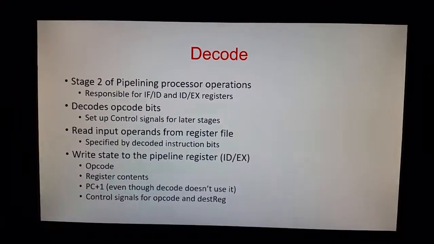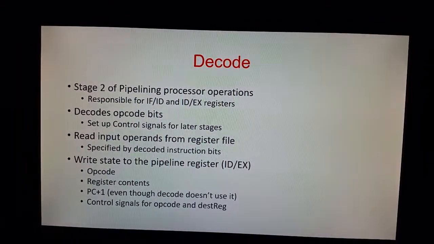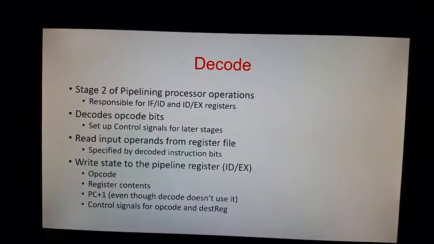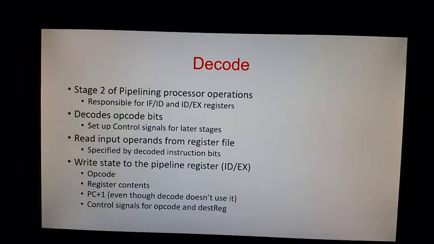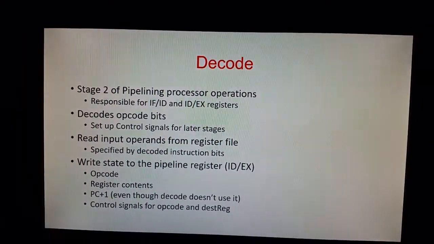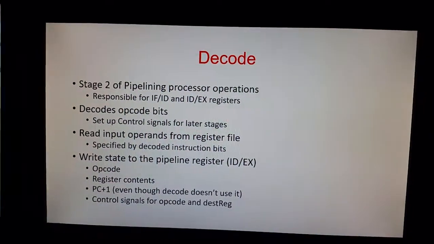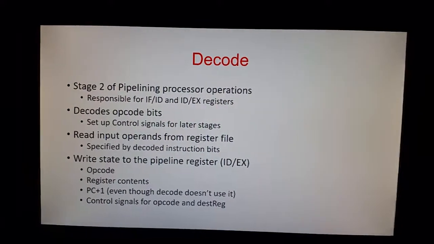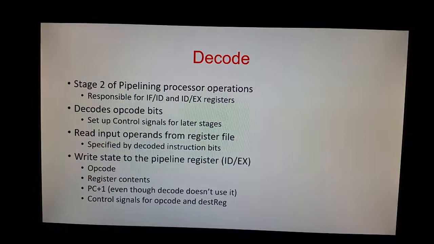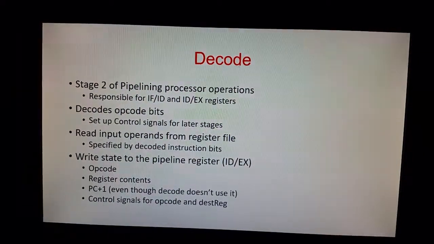So decode is stage 2 of the pipeline process of operations. It's responsible for the instruction fetch, instruction decode, as well as the execution registers. It decodes opcode bits. It sets up control signals for later stages. It reads the input of the operands from register files, specified by decoded instruction bits, and it writes the state to the pipeline register of the instruction decode execution register.